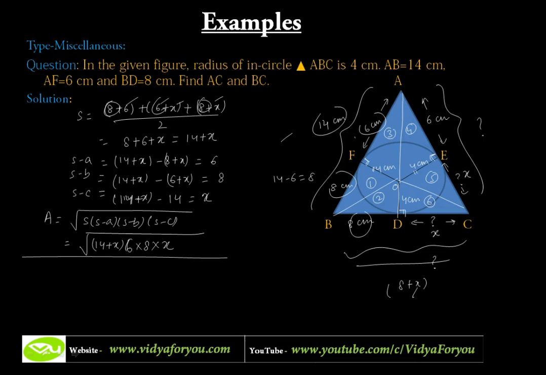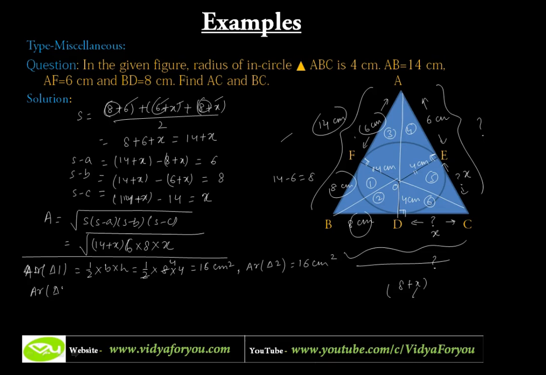Now we divided the figure into different triangles 1, 2, 3, 4, 5, 6. Now we'll find the area of each triangle separately. What will be the area of triangle 1? Area of triangle 1 is equal to half into base into height. Half, base is 8, height is 4. 4 is the radius. 16 centimeter square. So similarly, area of triangle 2 will also be 16 centimeter square.